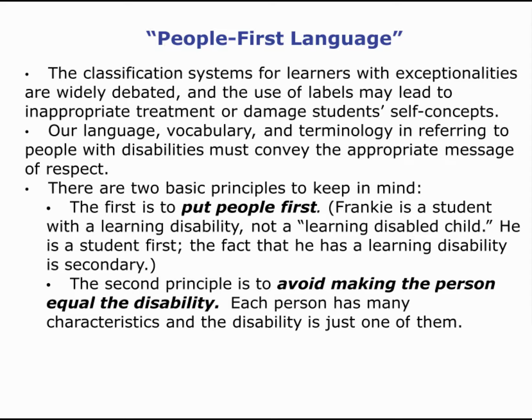The second principle is to avoid making the person equal to the disability. Each person may have many characteristics, and a disability is just one of them. If you've ever watched the movie My Left Foot, it's a great film. If you haven't, you should watch it. It's about a guy who has physical disabilities. He has cerebral palsy. And he ends up becoming this amazing painter and writer and artist.